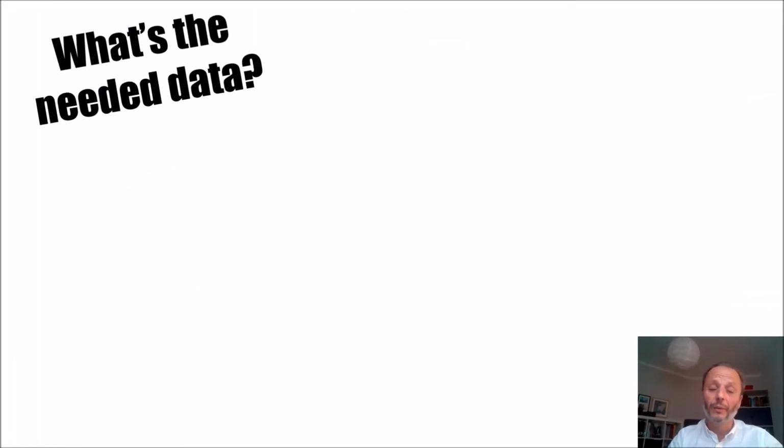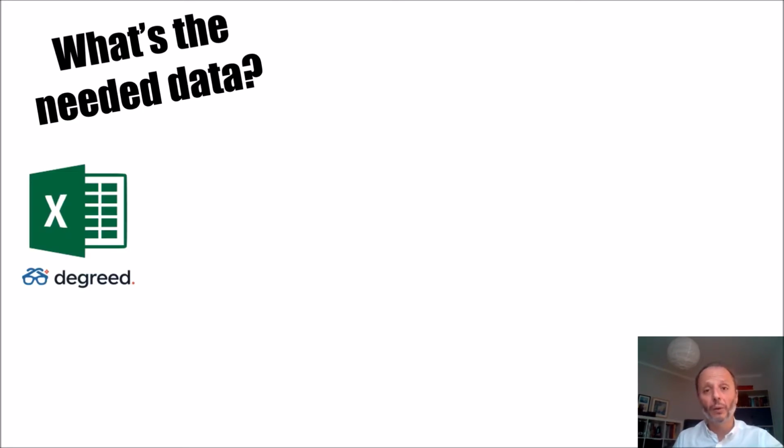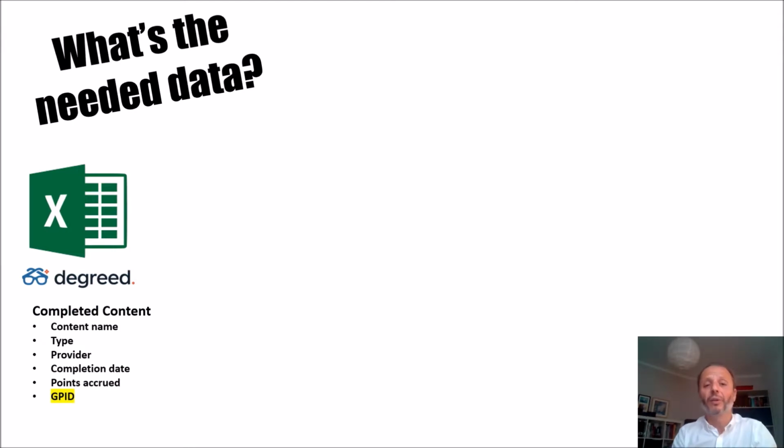What data do we need? What are the ingredients for this recipe? First file is going to be downloaded from the grid, and it's an extraction of the completed content over a period of time by a group of users.